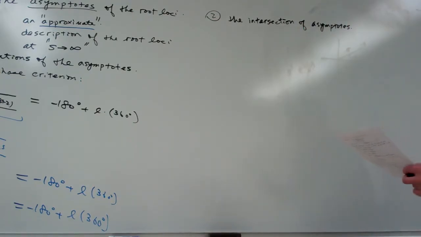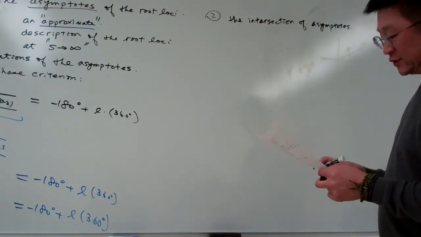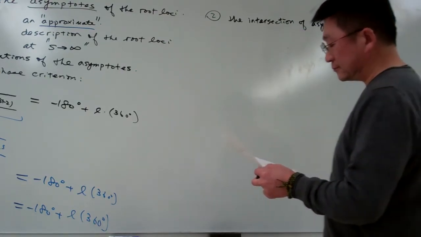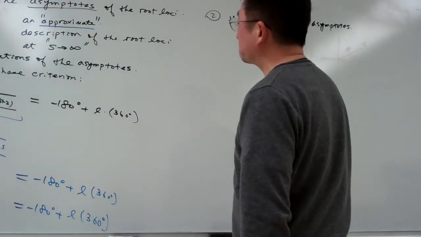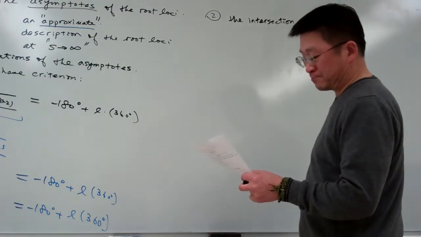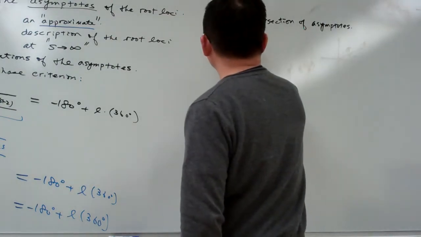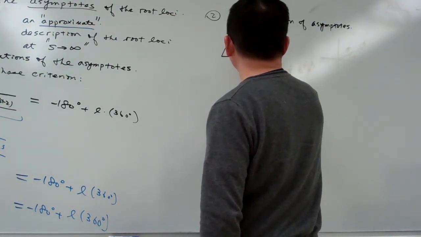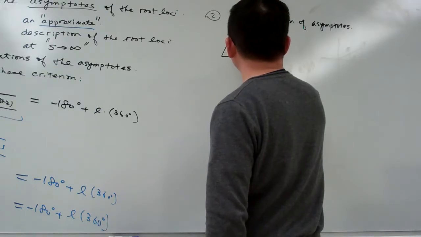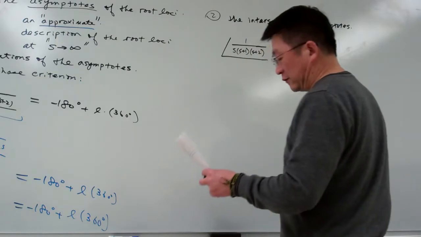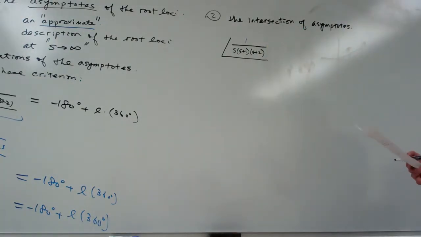The asymptote intersections can be determined by this. This was still starting from our base angle criteria here.